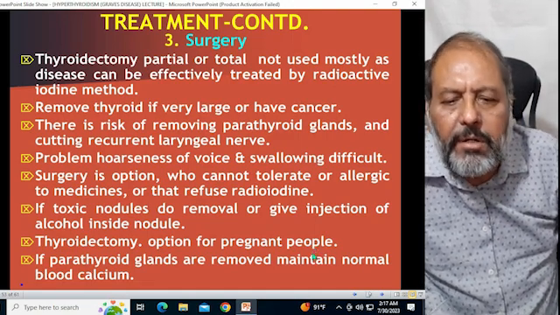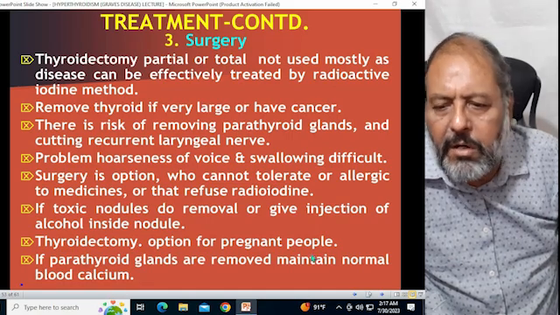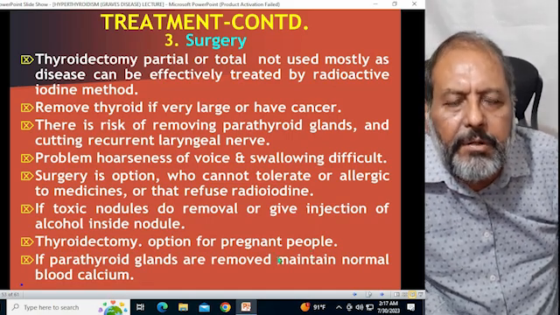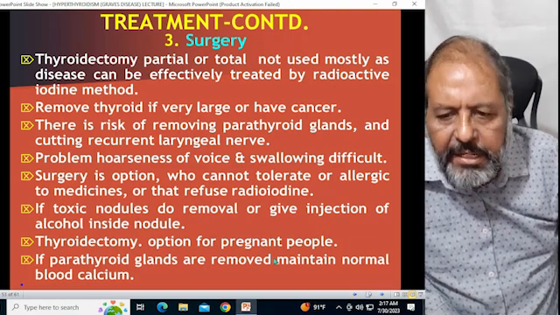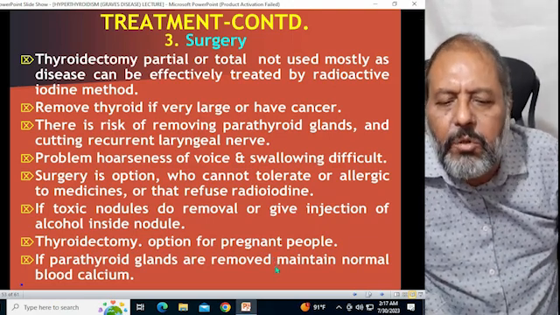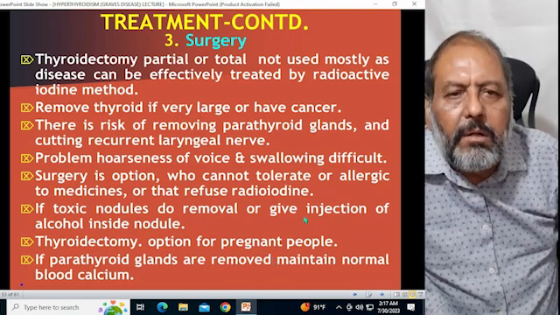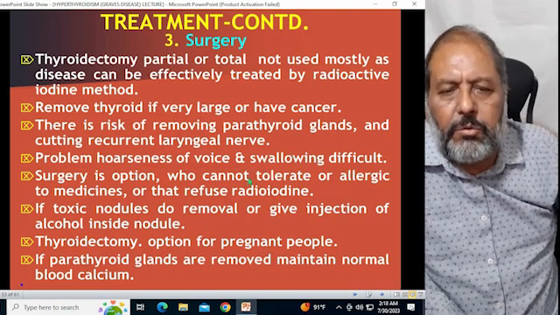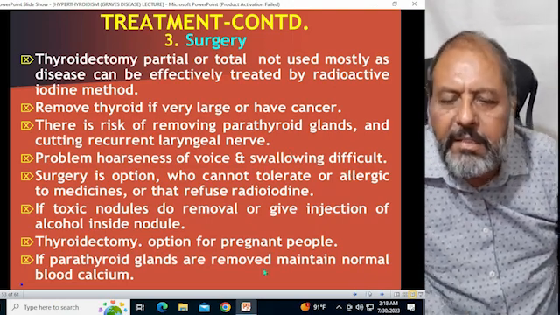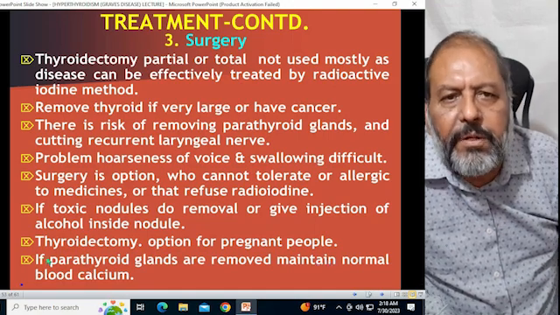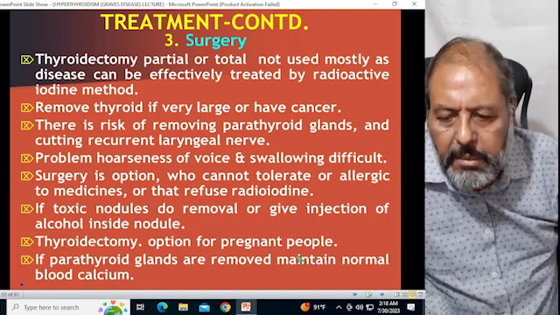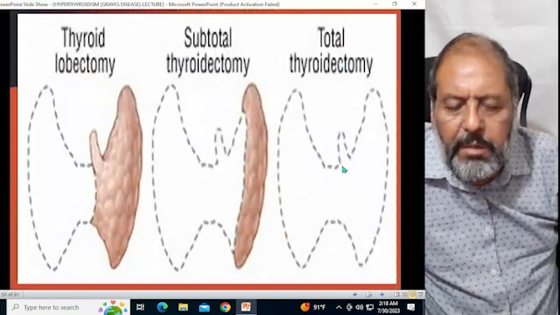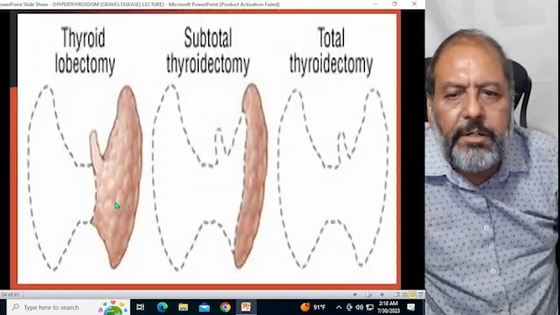Surgery is an option for those who cannot tolerate or are allergic to the medicine, or who refuse to take radioiodine. If there is a toxic nodule, one can remove it or inject alcohol inside the nodule to destroy it. Thyroidectomy is an option for pregnant people also. And if the parathyroid glands are removed, maintain the normal blood calcium level later on.